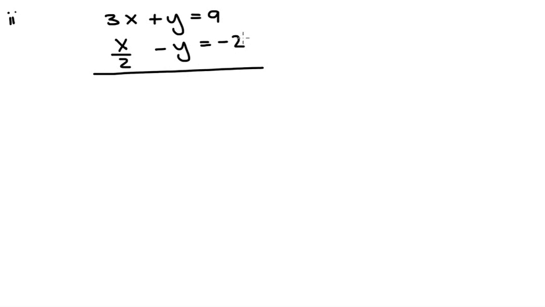Again, we have two linear equations. We have 3x plus y equals 9, and we have x over 2 minus y is equal to minus 2. Now there's a few different ways you can approach this. Straight off we see that we could cancel plus y and minus y because that will give us 0. But then we'll have to deal with 3x and x over 2. We'll have to add them.